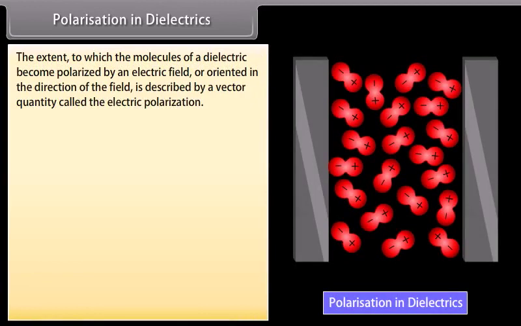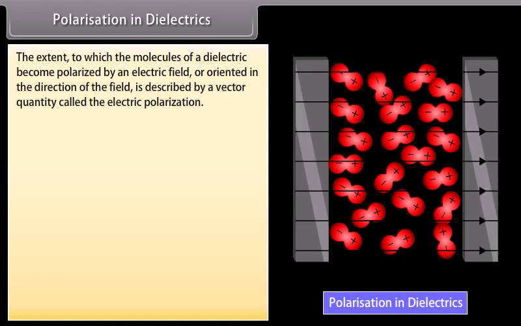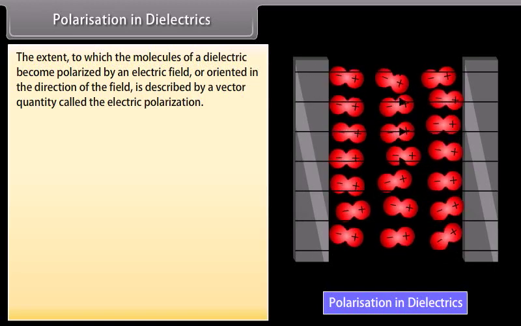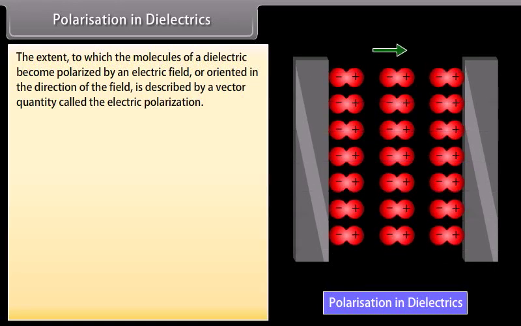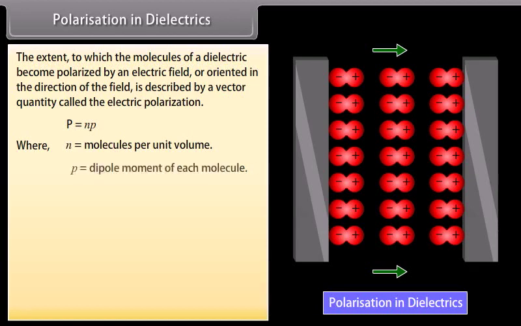Polarization in dielectrics. The extent to which the molecules of a dielectric become polarized by an electric field or oriented in the direction of the field is described by a vector quantity called the electric polarization. P is equal to N p, where N is the number of molecules per unit volume, and p is the dipole moment of each molecule.